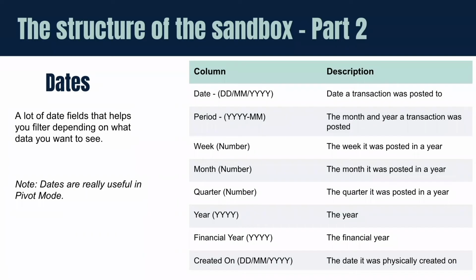The second part of the structure of the Sandbox is dates. So there are a lot of date fields that help you filter depending on what you want to see. Please know that the dates are really useful, especially in pivot mode, which we'll take a look at. In the columns, there's the date, period, week, month, quarter, year, financial year, and date it was created on. All this data in terms of dates will be available to filter through in the Sandbox.